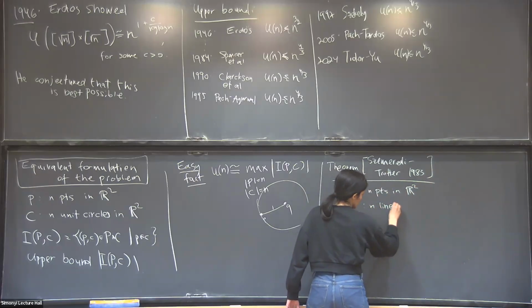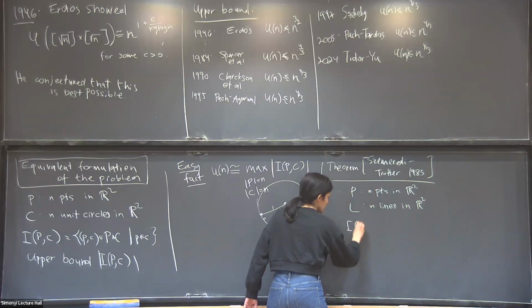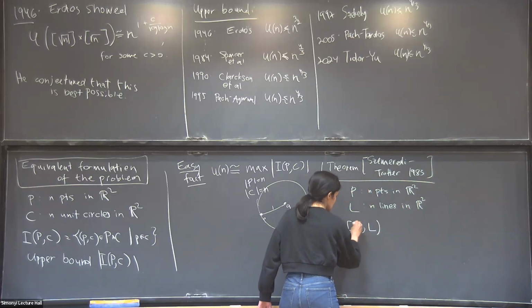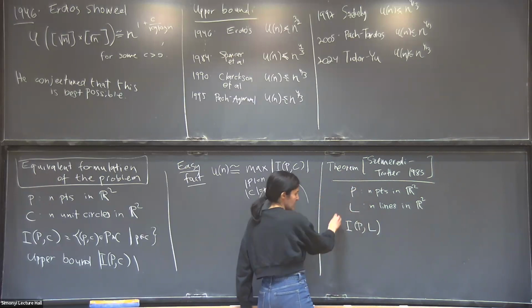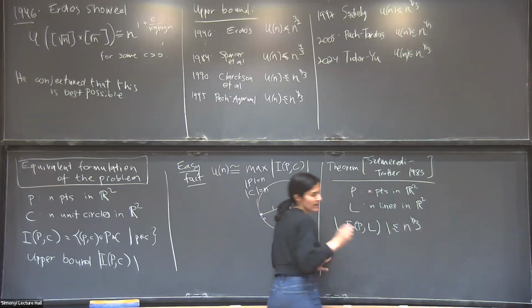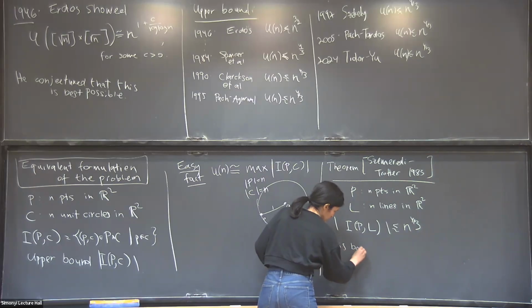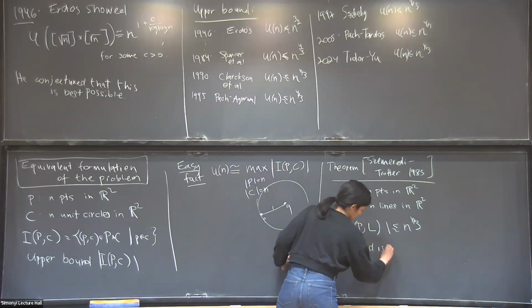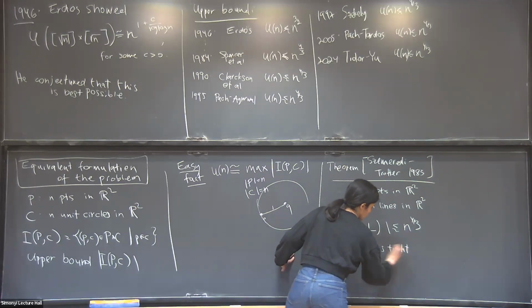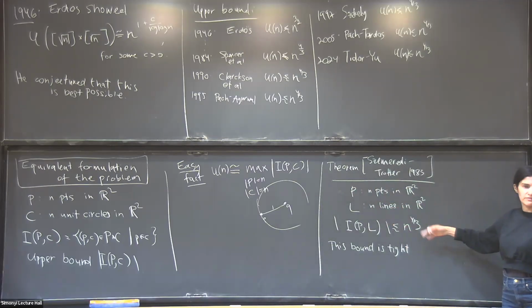It says that if we have n points in R2, and L is a set of n lines in R2, so instead of unit circles we have lines, and we look at the number of incidences between the points and the lines, this is bounded by at most n to the power 4/3, and importantly, this bound is tight. So for the point-line incidence problem in the plane, this n to the power 4/3 cannot be improved.